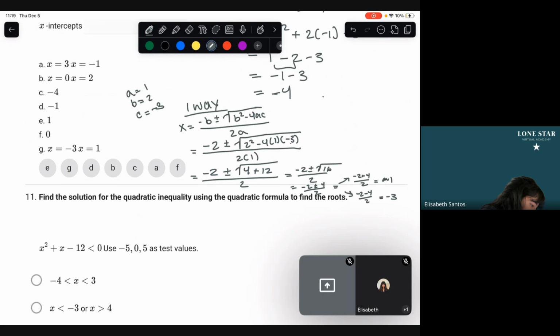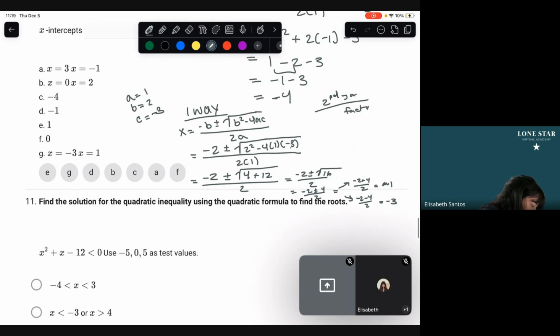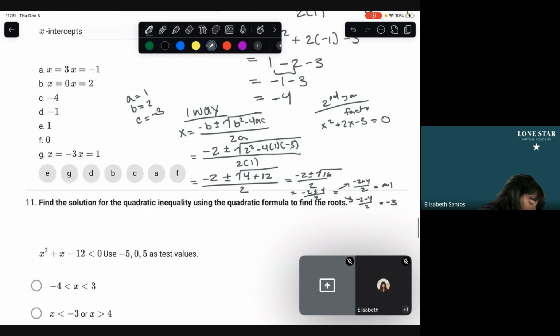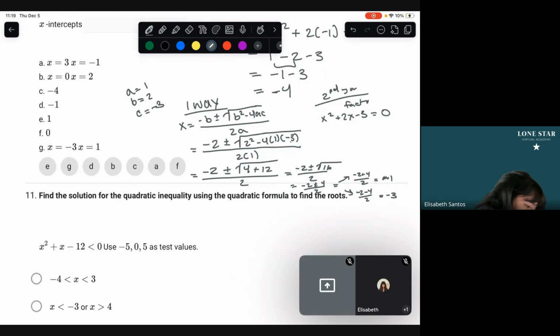Okay. The second way is to factor. So we have our x squared plus 2x minus 3 set equal to 0. And then you look for factors of negative 3, which is like 1 times negative 3 or negative 1 times positive 3. And then we look to see which one will add up to b, which is 2, which would be this one.